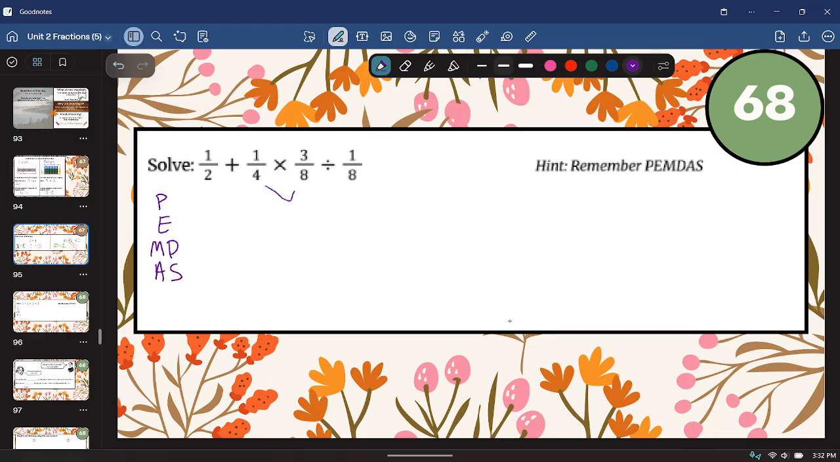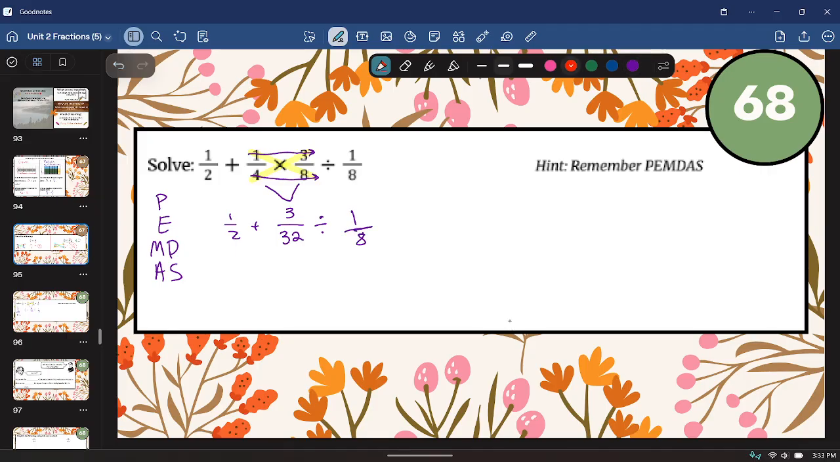All right. So hopefully you have it done. First, we have to do the multiplication. So we have 1/4 times 3/8. If you check the diagonals, there is nothing we can do to pre-simplify. So we just have to do 1 times 3, which is 3, and 4 times 8, which is 32. Now we'll drop the rest of it. So you're going to have 1/2 plus 3/32 divided by 1/8.